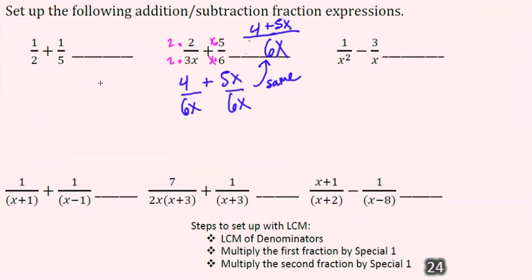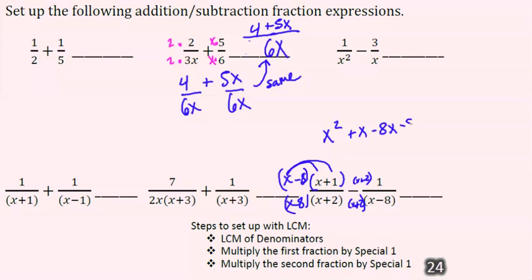Let's do the last one here. So it looks like the denominators are relatively prime of one another. So let's just multiply the first fraction by x minus 8 over x minus 8, and then the second fraction by x plus 2 over x plus 2. So to multiply these two, at the top, we'll go ahead and use box or FOIL to multiply those out. Let's use FOIL in this case. So we have x times x is x squared plus x minus 8x minus 8.